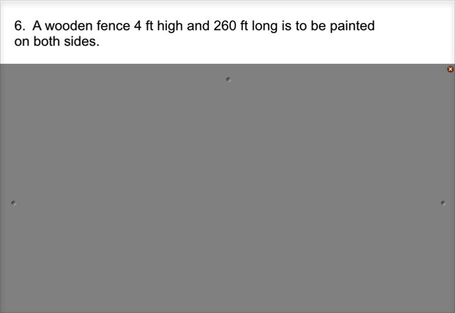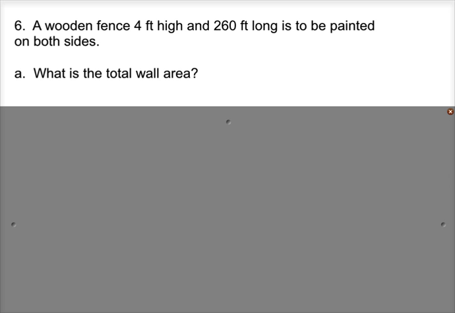A wooden fence 4 feet high and 260 feet long is to be painted on both sides. What is the total wall area? First I'm going to imagine a little picture here. So here's a fence. It's 260 feet long and it's 4 feet high, and it's going to be painted on both sides. Well, I know that the area is base times height, which is 260 times a height of 4, but then there's 2 sides to it, so I'm also going to take this answer and multiply it by 2.